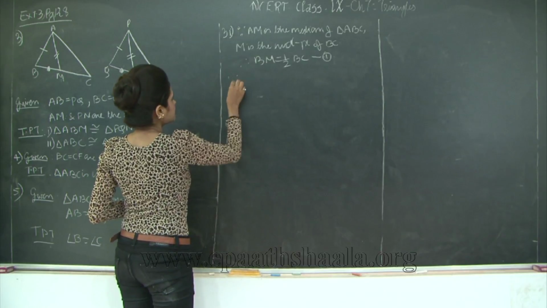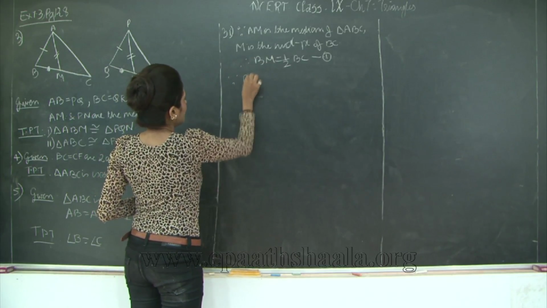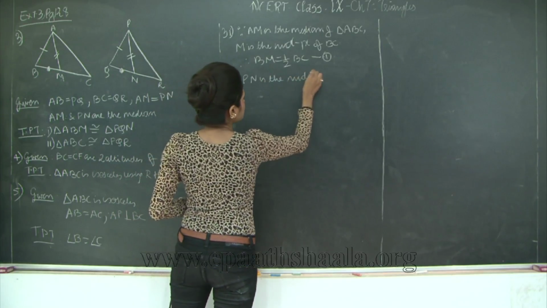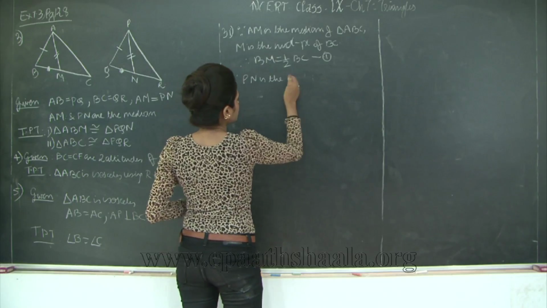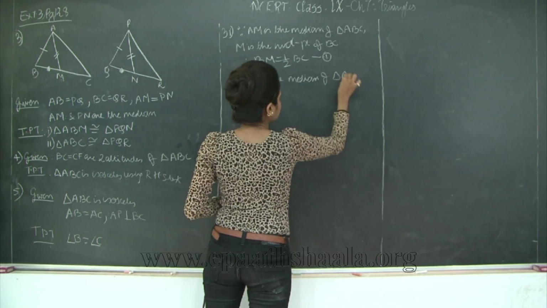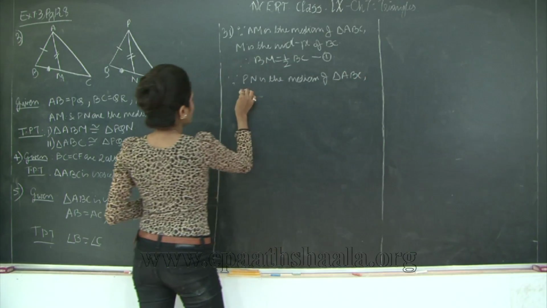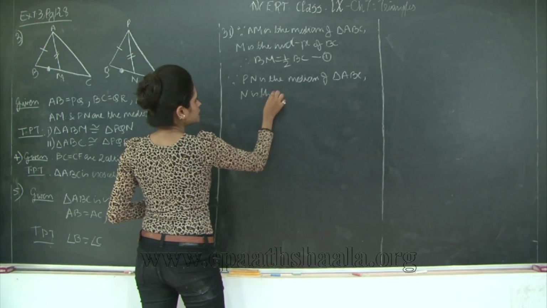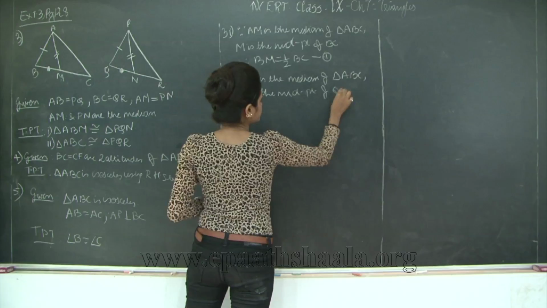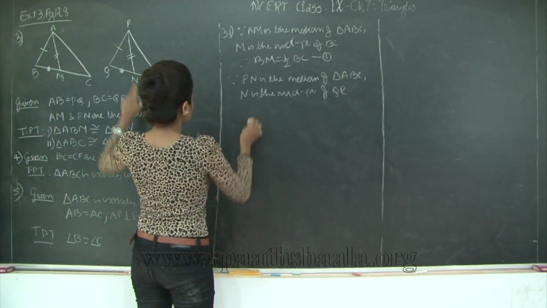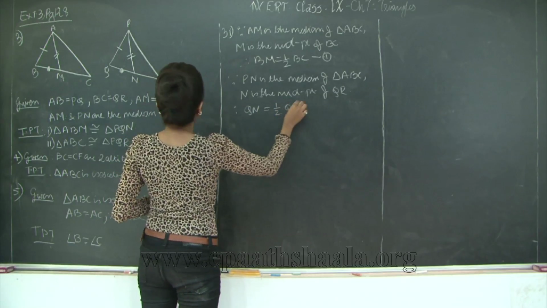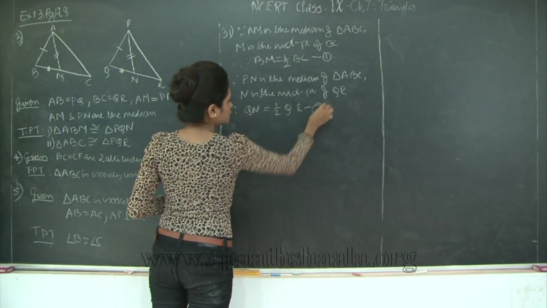Again, since PN is the median of triangle PQR, N is the midpoint of QR. Therefore, what can I say? That QN is equal to half of QR, and I'll mark this as 2.